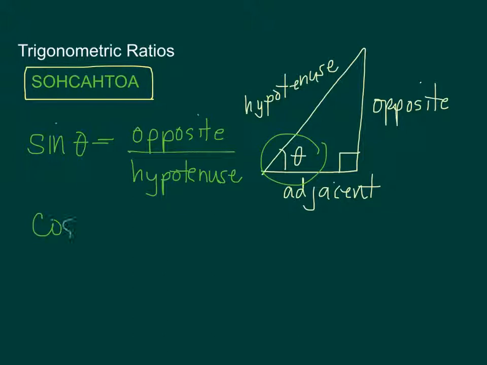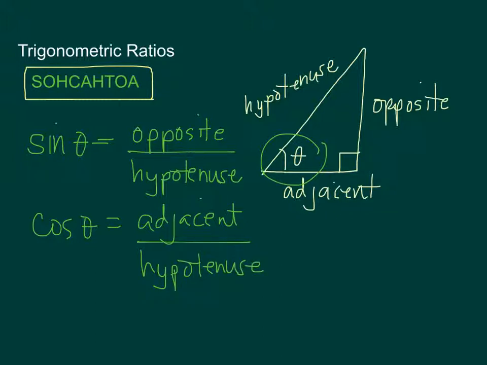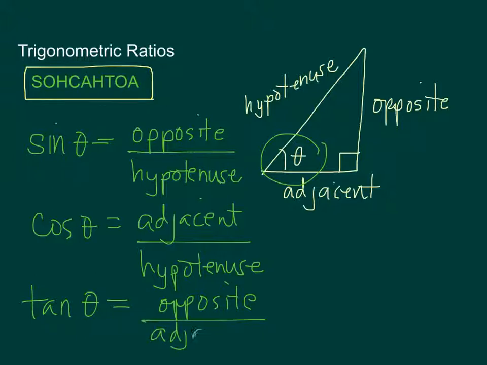The cosine of the angle is equal to the measure of the adjacent side over the measure of the hypotenuse. Now the tangent of the angle, or tan theta, is the measure of the opposite side over the adjacent side. And once you know this relationship, you can apply this idea in finding a missing side or angle of a triangle.